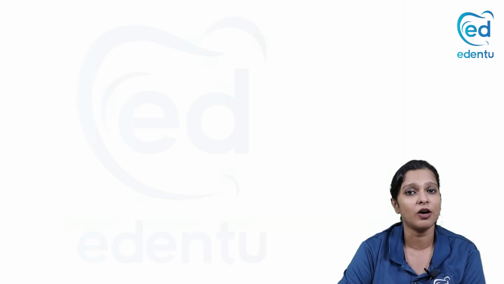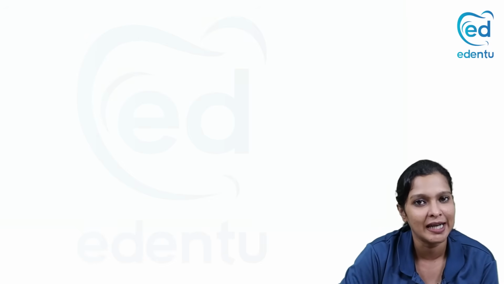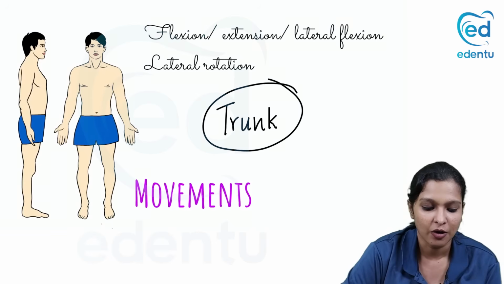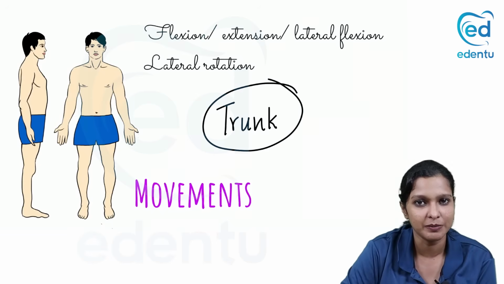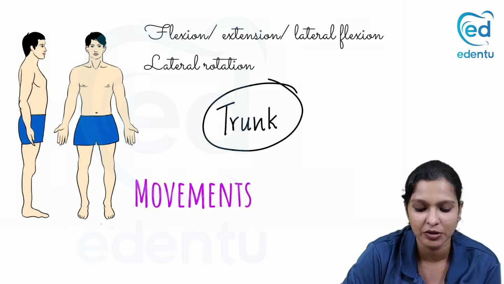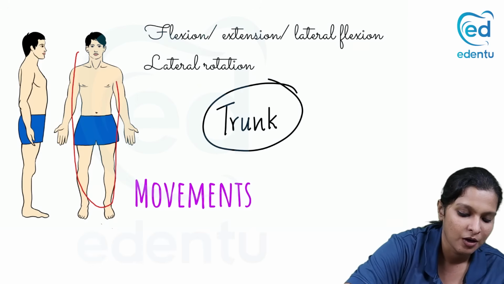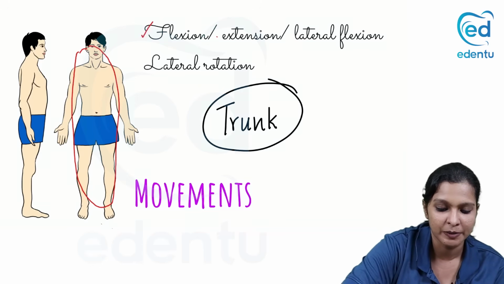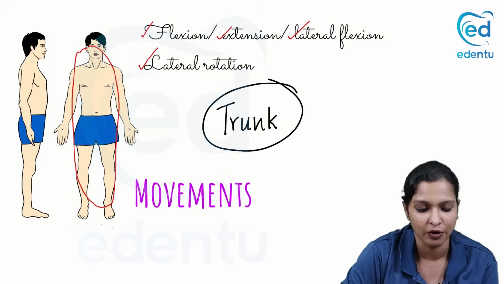So far we saw about adduction versus abduction. We also saw about medial and lateral rotation, and then we saw about flexion and extension. This is just assuming in one of the limbs, upper limb or lower limb, those terminologies were used. For the trunk region, in this region, we'll see what each of these terminologies means: flexion, extension, lateral flexion, and lateral rotation.